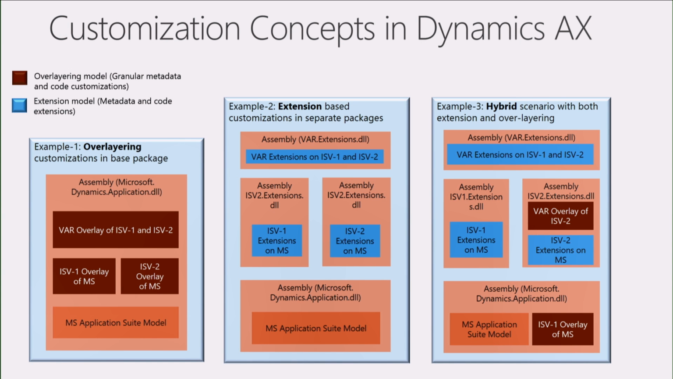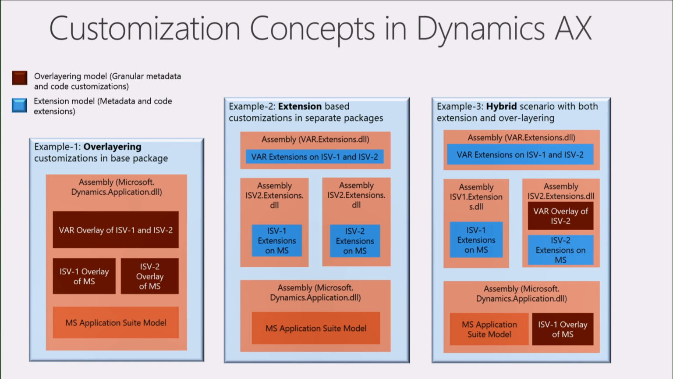So all of these models eventually compile into the same assembly, and this is what we would call a package. So if you are purely overlaying in the AX7 world, you are basically placing all of your models in one package, and they're all compiling into the same assembly. This is what you see on the left side.